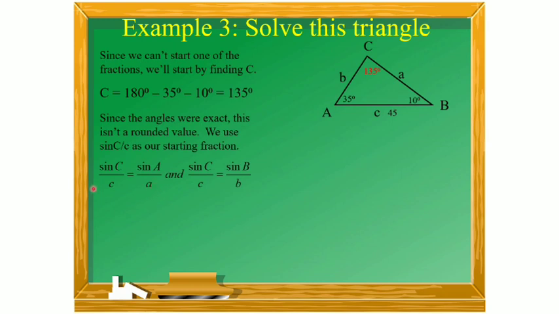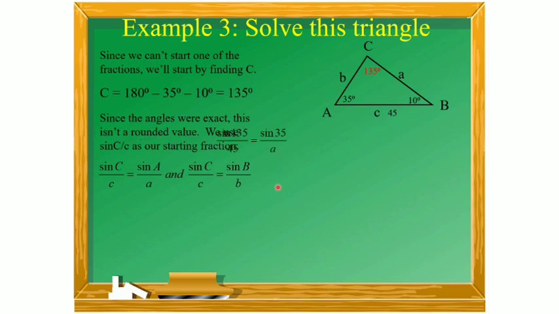For side A, we will use this one. For side B, we will use the second one. So for side A, the equation is sine C over side C is equal to sine A over side A. For side B, the equation is sine C over side C is equal to sine B over side B.